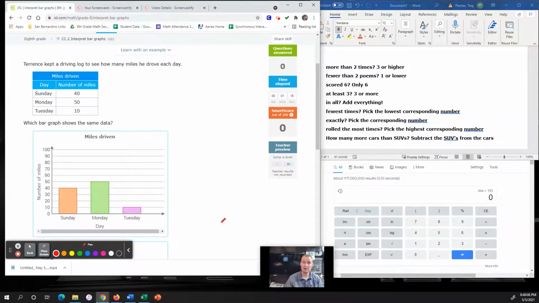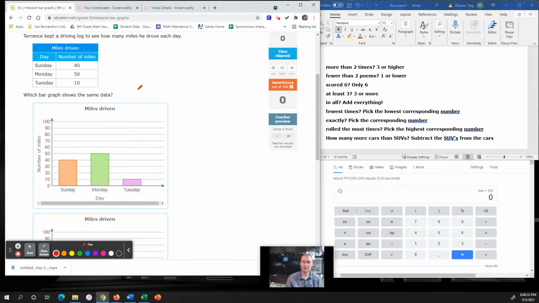Today we're working on IXL CC.2, Interpret Bar Graphs. This is going to be very similar to the last IXL we did, so if you haven't already done IXL CC1, I'd recommend doing it because it's almost the same thing. Instead of looking at a table, we're going to be looking at a bar graph. I left up the notes on the right side of your screen from the last IXL, so we're going to use that same terminology. Let's go ahead and get started and see how well this works out.